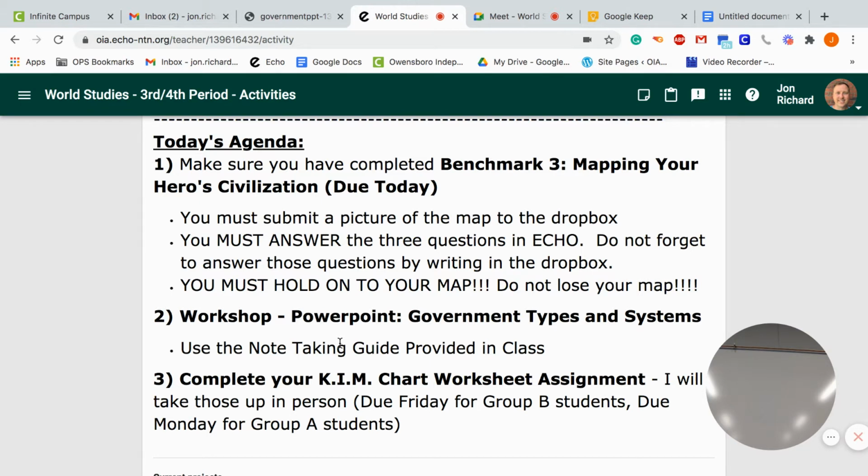The reason I am providing you this note-taking guide is because there's a lot to cover when it comes to government, okay, for this section of this class. This note-taking guide will help make it more efficient and easier to listen and take notes at the same time, okay?